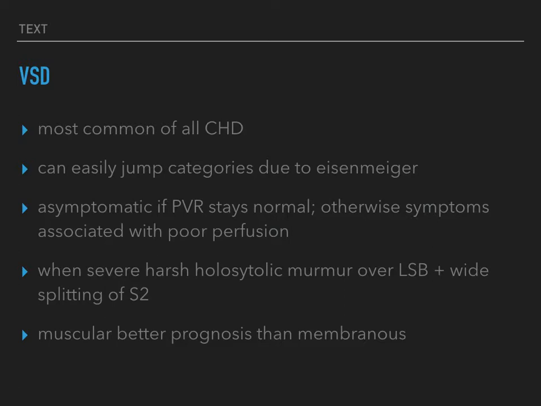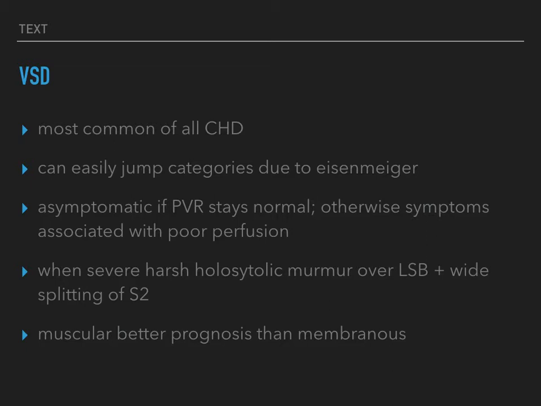The ventricular septal defect is the most common of all congenital heart diseases. It can easily jump categories due to Eisenmenger syndrome. And it's asymptomatic if the PVR stays below the SVR. Otherwise, it shows symptoms associated with poor perfusion, like heart failure, failure to thrive, cyanosis.